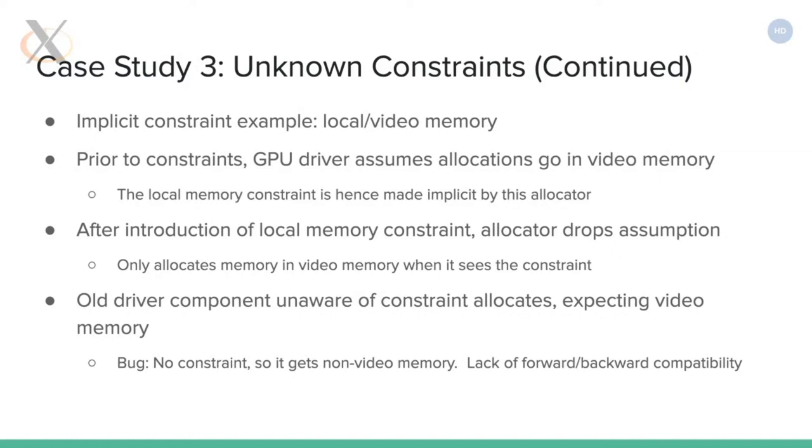The problem is that if you have an old component reporting constraints, so it's not aware of this constraint and doesn't report it, mixed with an allocator that has been updated to use the new explicit constraint and hence won't place memory in device local memory unless it receives the constraint, you're going to have a bug. You're going to get memory that's not placed in the required memory location because the constraint wasn't specified. So that's probably bad. That means you're going to have the standard bug of new kernel regressing old user space, probably.